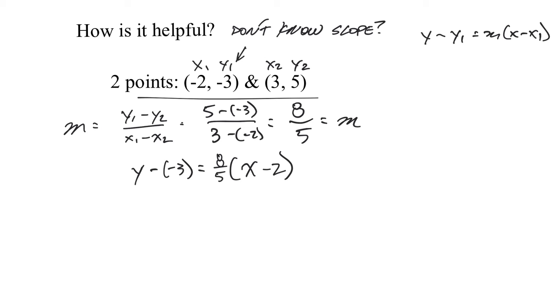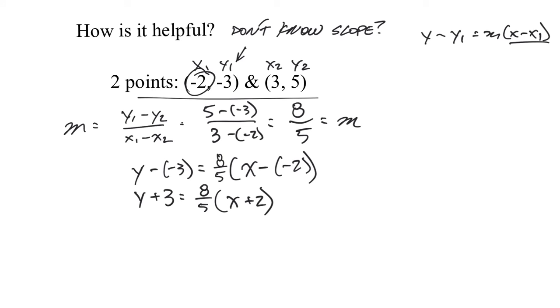Uh-oh, see the mistake? The formula is x minus x1, but x1 is negative 2. So that's no good, okay? Let me erase that. x minus x1. There's too many negatives in parentheses, so let's fix it. y plus 3 equals 8 over 5 times x plus 2.